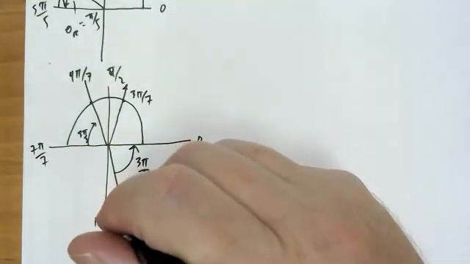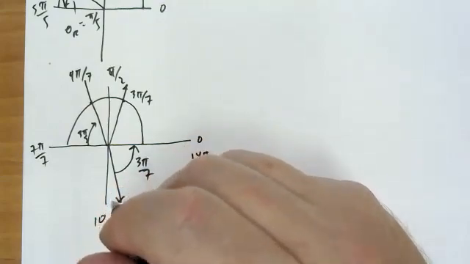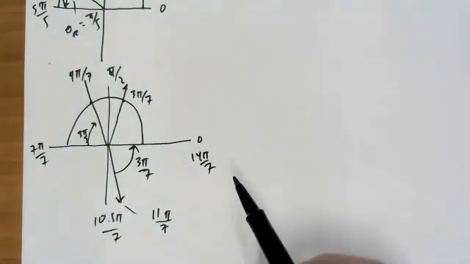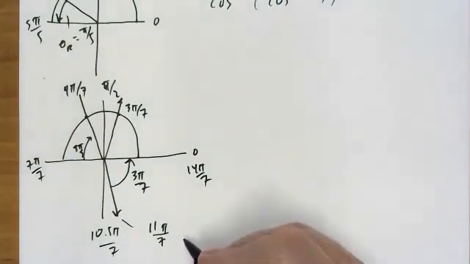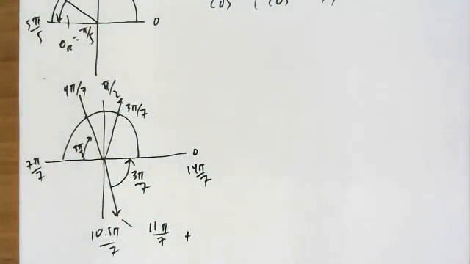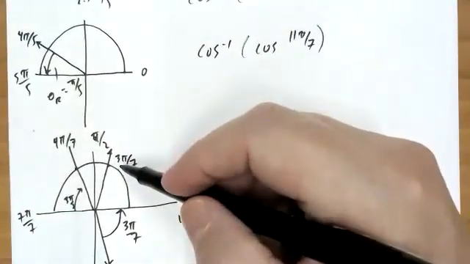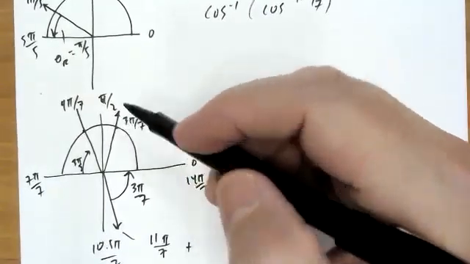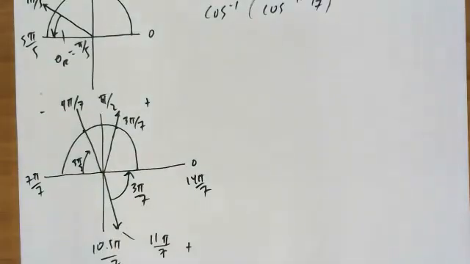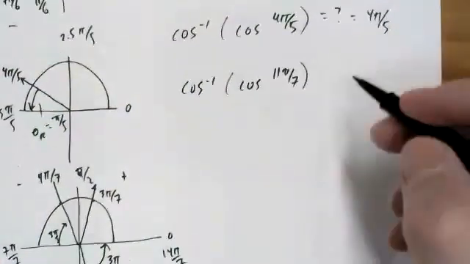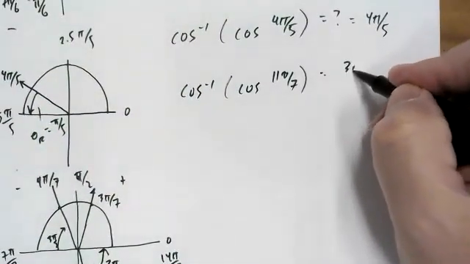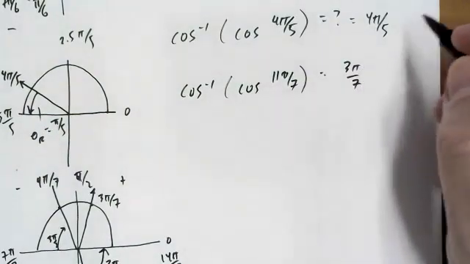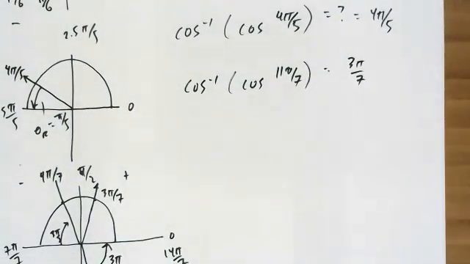My original angle is in the fourth quadrant. In the fourth quadrant, we're looking at cosines. The cosine is positive, so I want my reference angle to be a positive angle. And 3 pi over 7 is positive, 4 pi over 7 is negative. Therefore, it looks like this should be 3 pi over 7.